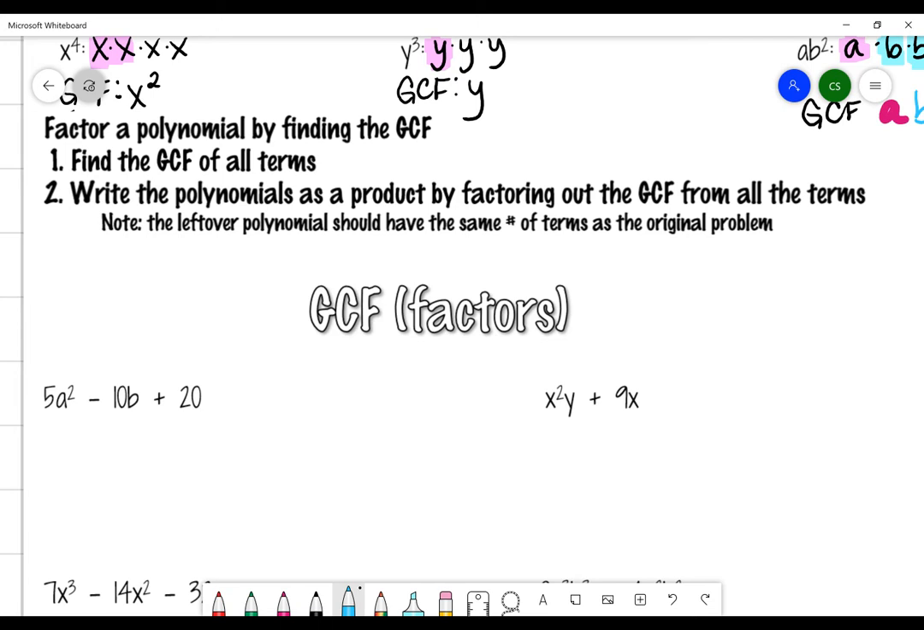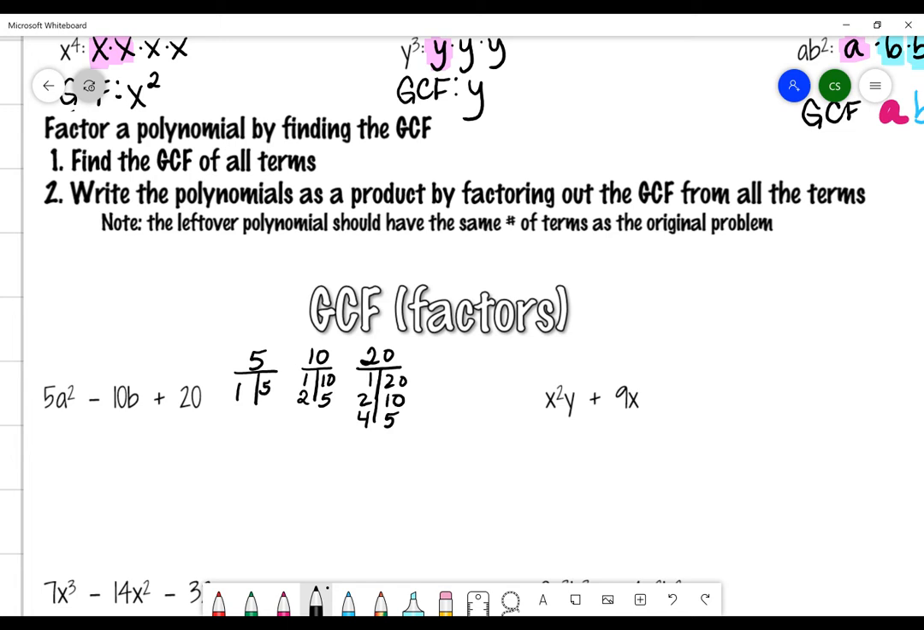So if I'm looking at 5a squared minus 10b plus 20, I'm trying to find the greatest common factor that all of those share. So I would have to find factors of 5, factors of 10, and factors of 20. So factors of 5 are 1 and 5. Factors of 10 are 1 and 10 and 2 and 5. Factors of 20 are 1 and 20, 2 and 10. Can't do 3, 4 and 5. Can't do 6, can't do 7, can't do 8, can't do 9. Okay. So those are the only factors.